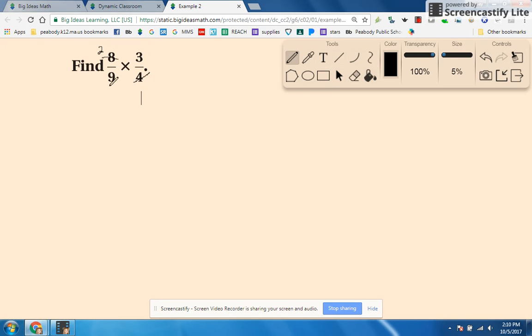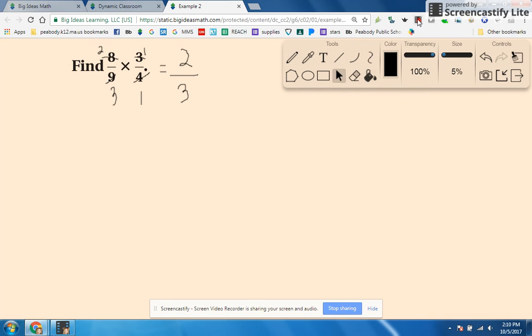Now I'm going to look the other way diagonally. I have a 3 and a 9. I can divide 3 by 3 and get 1, and I can divide 9 by 3 and get 3. So if there's a number that you can divide both of those diagonal numbers by to make them smaller, absolutely do that. Now watch. Now I'm going to do 2 times 1, which is 2, and 3 times 1, which is 3. I get the same exact answer in simplest form. I like this method. I think it's really helpful.